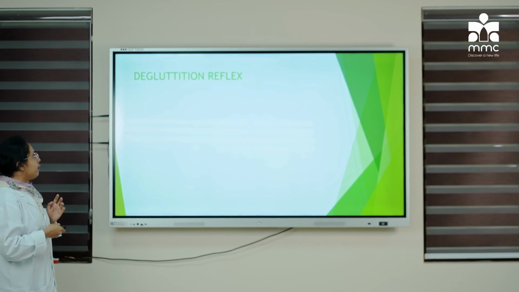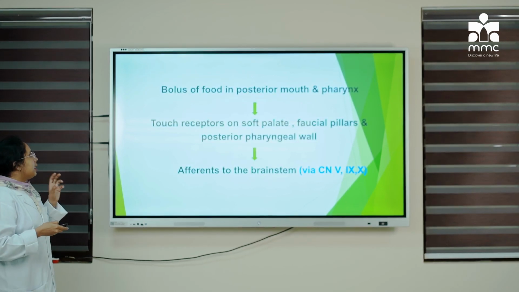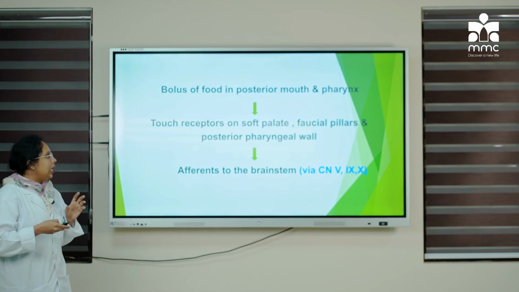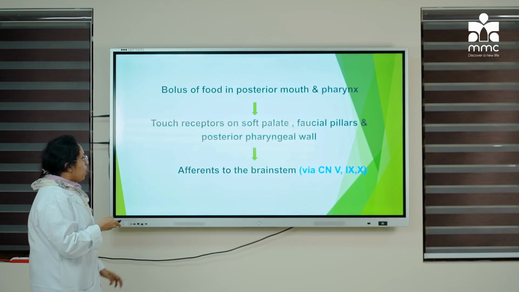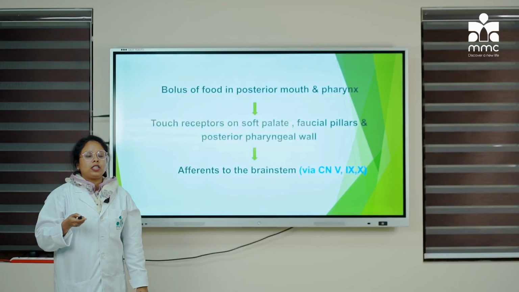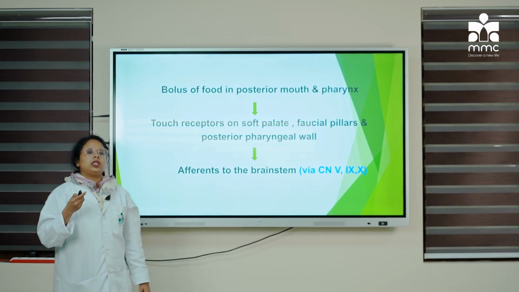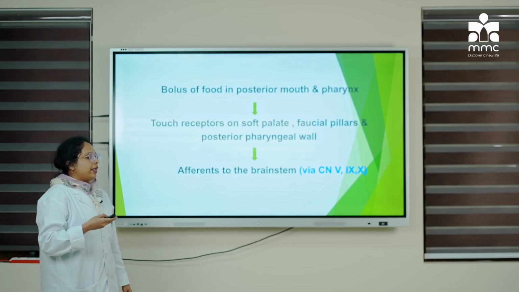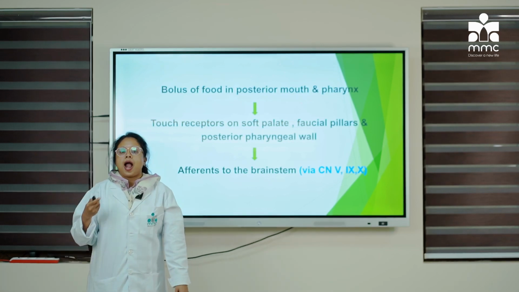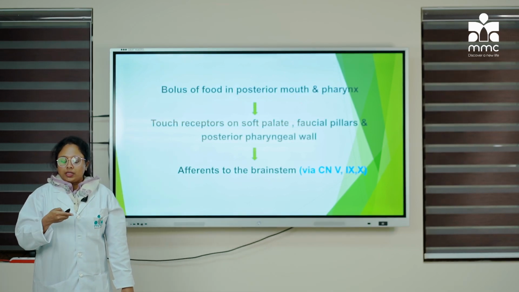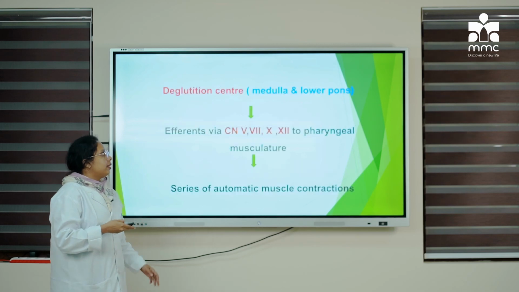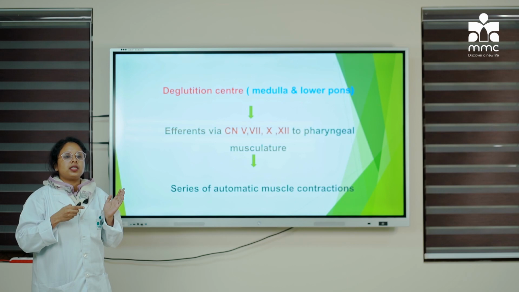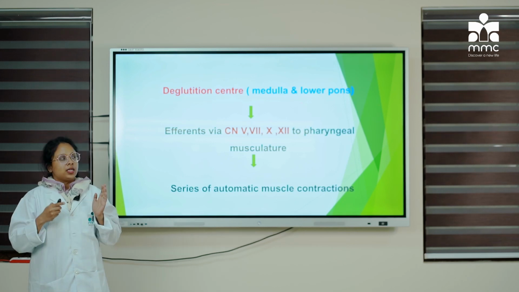In the deglutition reflex, food is the stimulus that is present in the posterior part of the pharynx. It will activate the touch receptors which are present in the soft palate, facial pillars and posterior pharyngeal wall. The impulse is then carried by cranial nerves 5, 9 and 10 to the deglutition center, which is located in the medulla and lower pons. This deglutition center is close by the respiratory center.